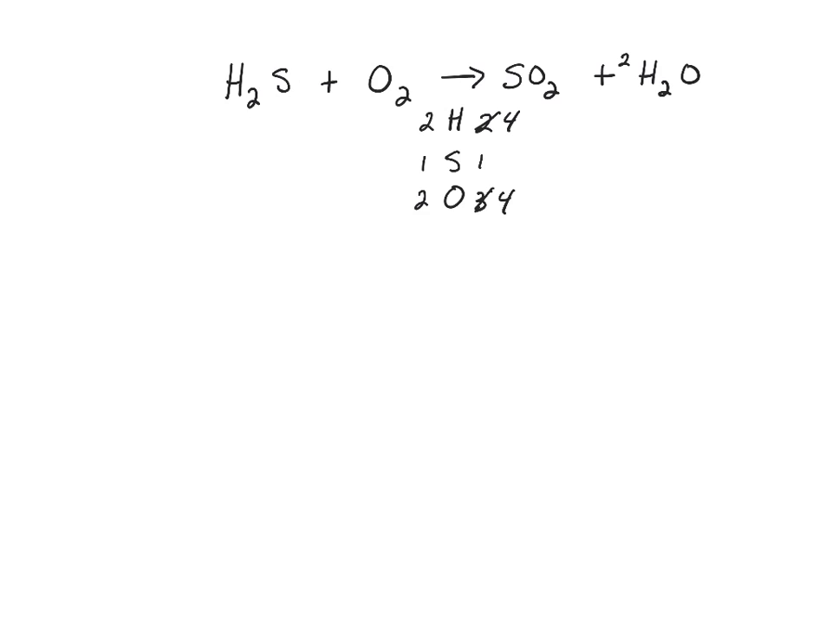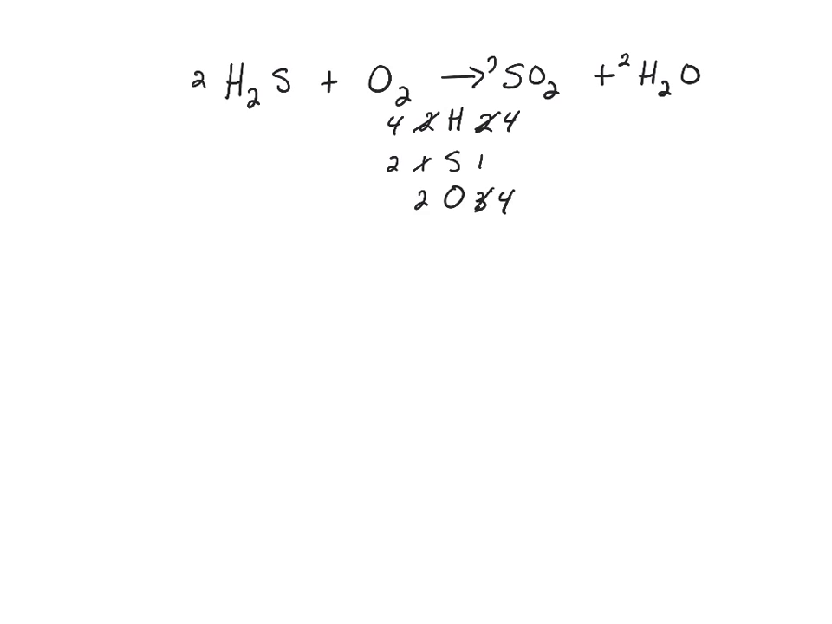Now I'm going to bounce over to this side. In order to get 4 hydrogen, I'm going to need a 2 in front of this. That becomes 4. Now I have 2 sulfur, and I've still got 2 oxygen. I'm going to leave the oxygen alone for now because I'm not balanced with the ones above.